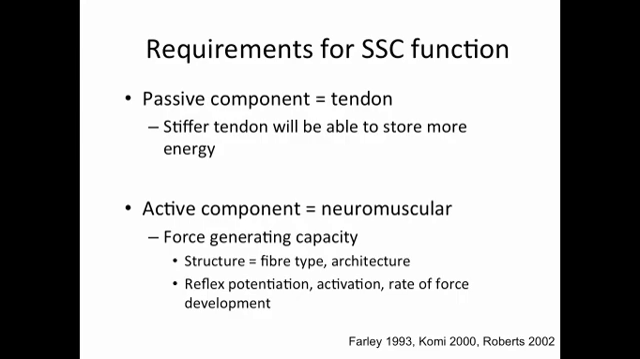And you also need a good active component, and this is neural as well as muscular. So you have force generating capacity based on those two elements. So the structure, how big your muscle is, the architecture, so the pennation angle, the length of the fascicles, all these things will determine the speed and the torque that you can produce within that muscle, as well as the neural aspects, so reflex potentiation, activation of the muscle, and the rate of force development. So these are really important things in terms of SSC.